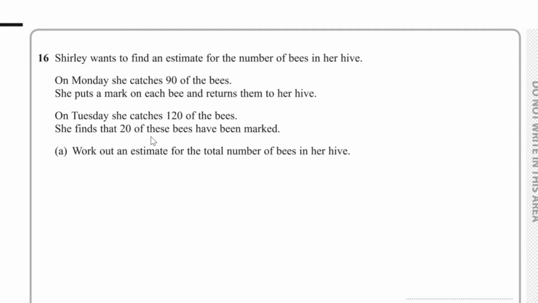Question number 16. Shirley wants to find an estimate for the number of bees in her hive. On Monday she catches 90 of the bees and she puts a mark on each bee and returns them to her hive. On Tuesday she catches 120 of the bees. She finds that 20 of these bees have been marked. For part A, we have to work out an estimate for the total number of bees in her hive.